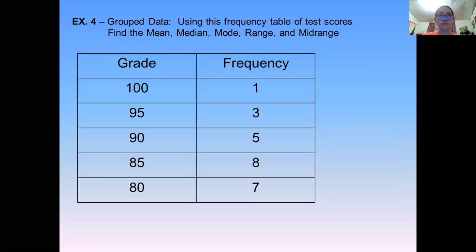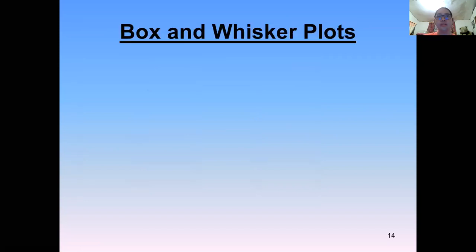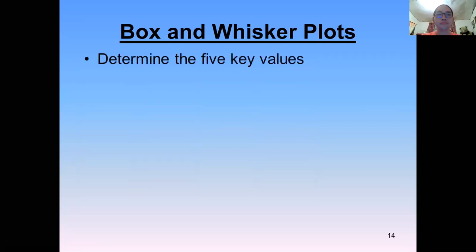So now what will we do for the group data? Of course, you have to make a table. Using the frequency table of test scores, find the mean, median, mode, range and mid-range. So how do you do it? We can just have a separate discussion about this one for the group data, since our focus in this video discussion is only the ungrouped data. So let's proceed to the box and whisker plots.